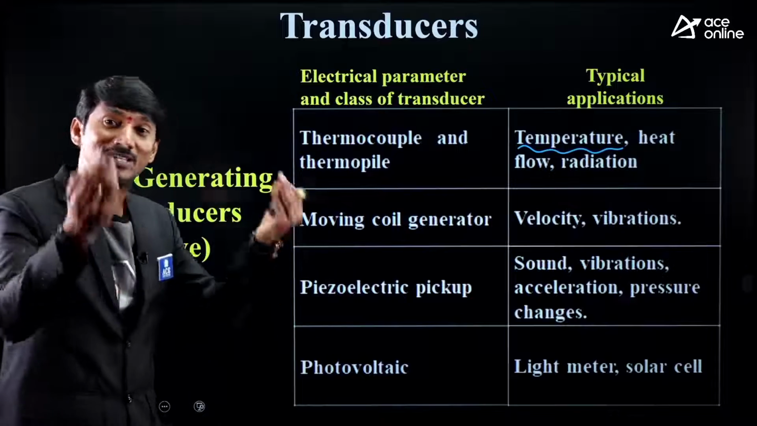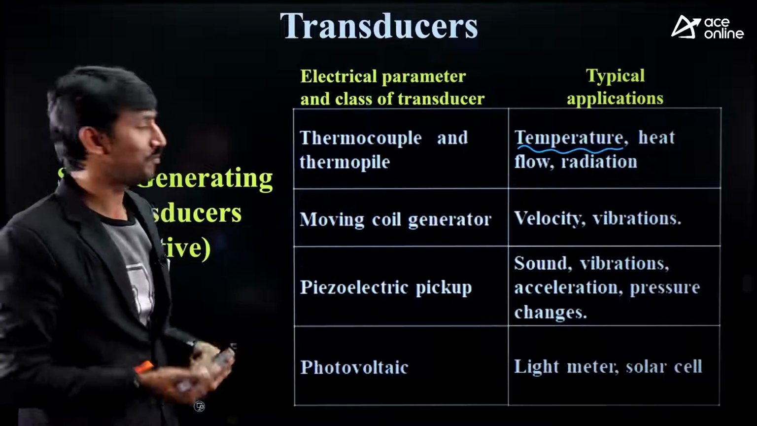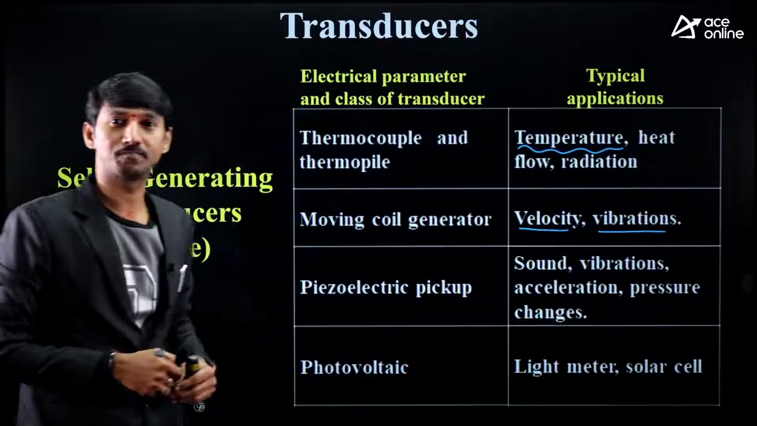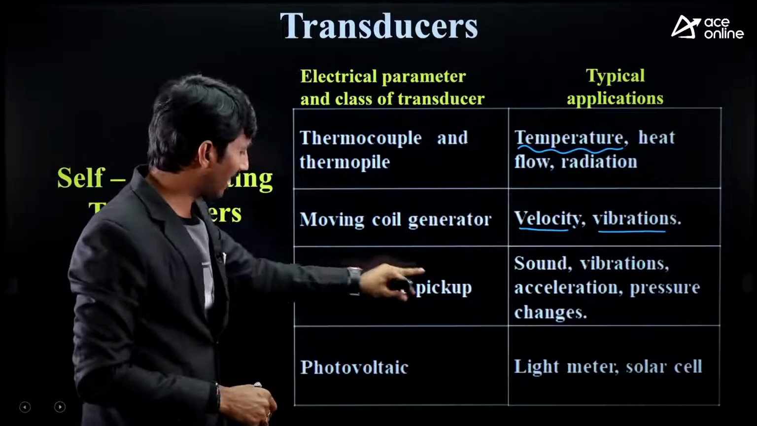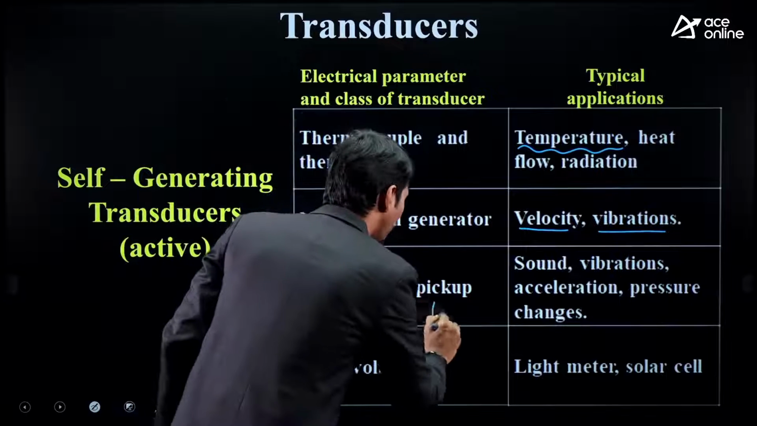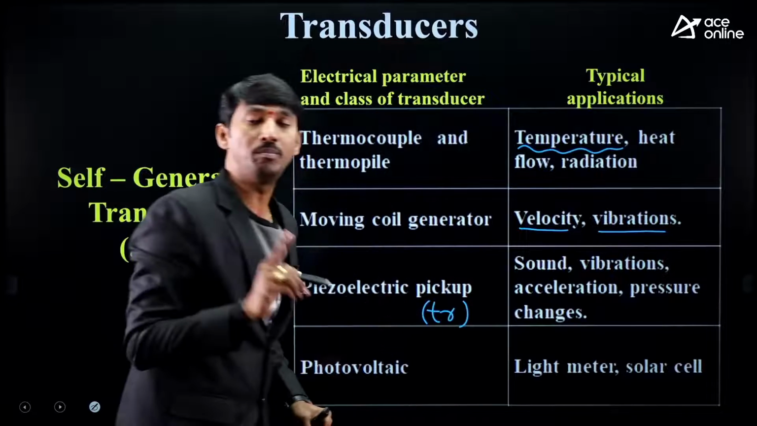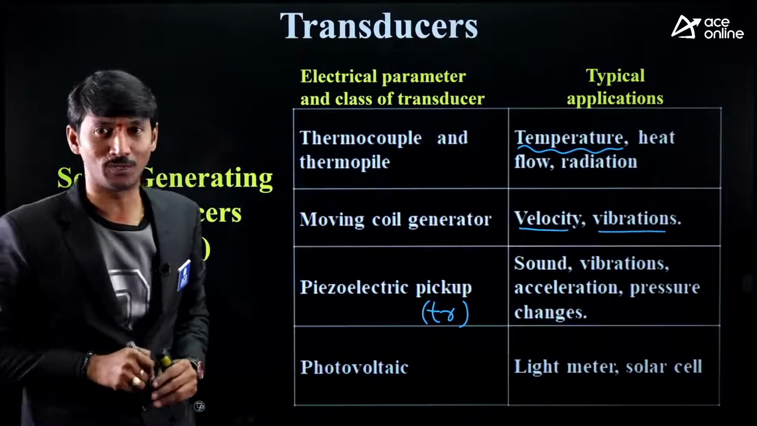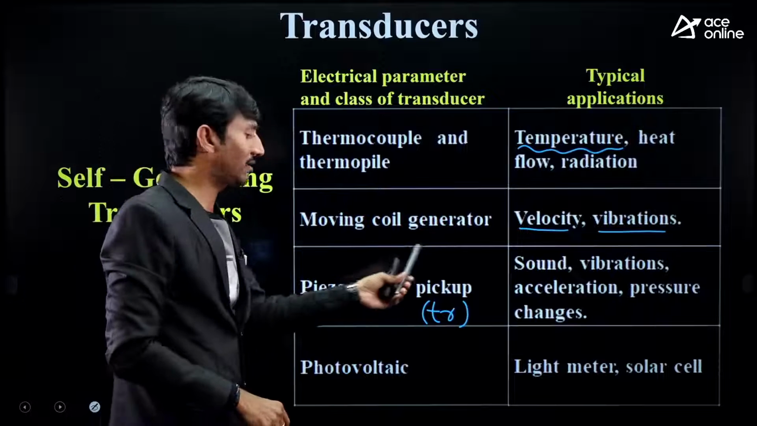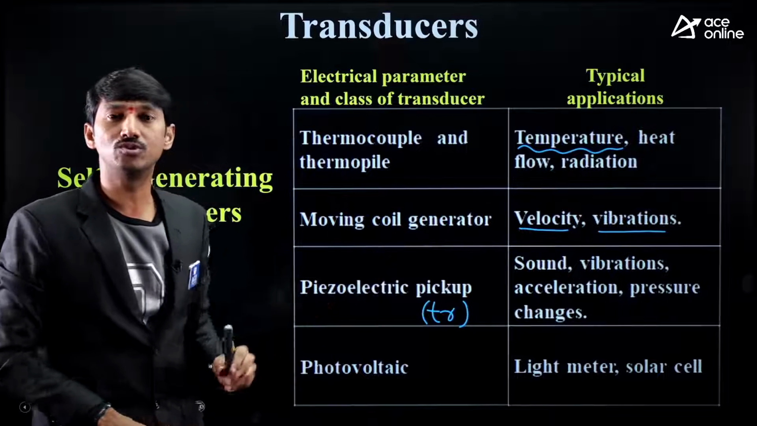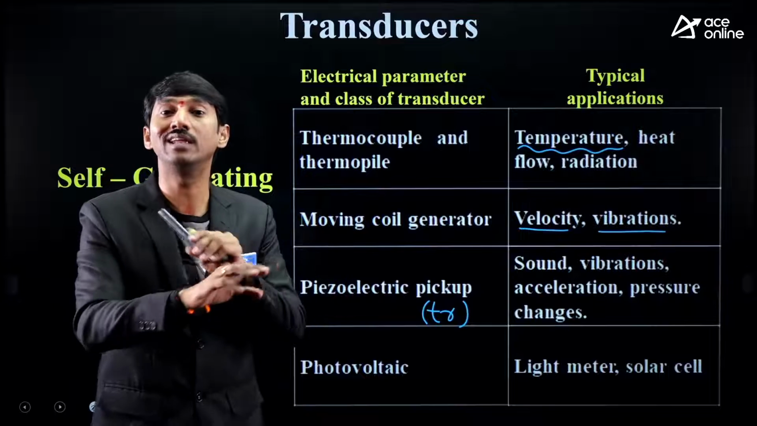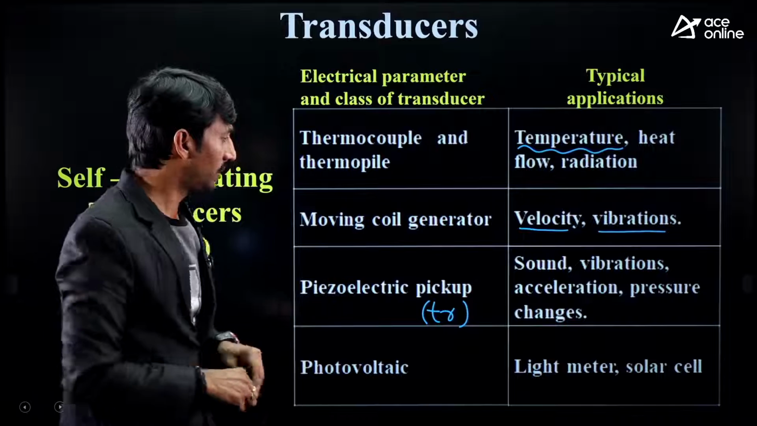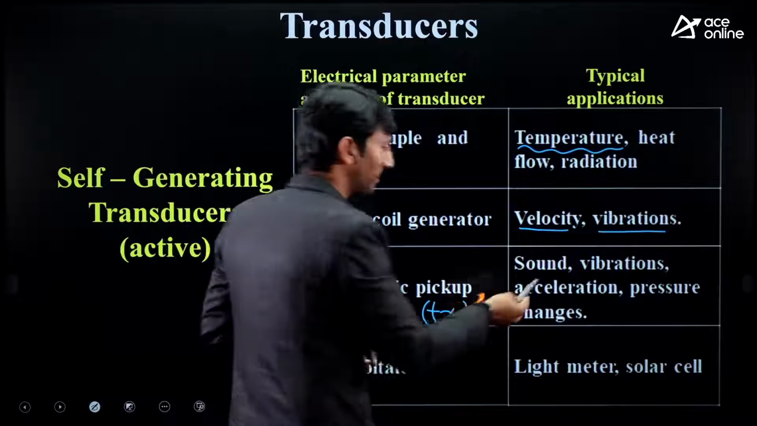Right? Next, moving coil generator. The name itself indicates generator. It does not require any other supply. So therefore, this is for velocity and vibration measurement. And piezoelectric pickup. As I told you, pickup means transducer. And piezoelectric is a transducer as well as an inverse transducer, I told you. In the same way, piezoelectric pickup or piezoelectric transducer does not require any external power supply for its operation. Okay, right? So this is for which measurement?